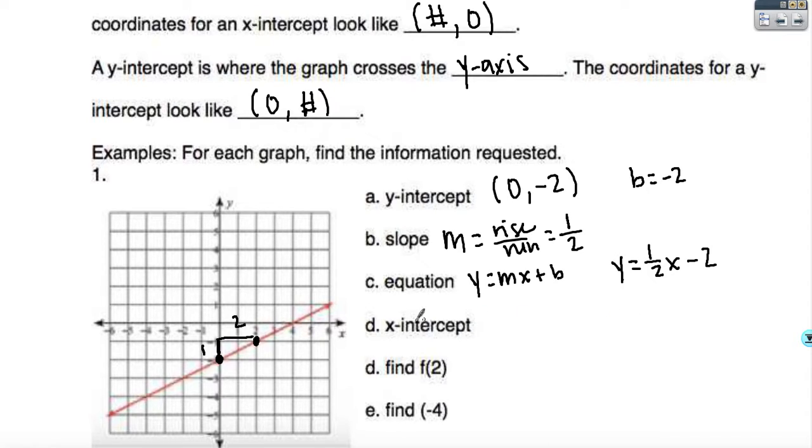The next question asks me for my x-intercept. So if it asks me for my x-intercept, I'm going to go find where my red line crosses the x-axis. And so it crosses right here at 4. So my x-intercept is going to say (4, 0).